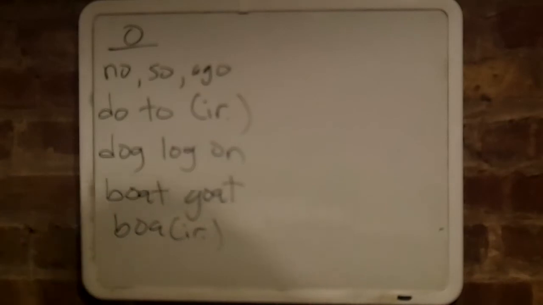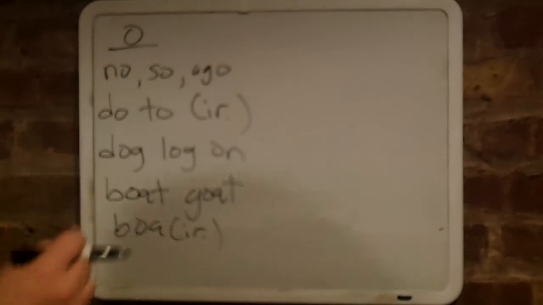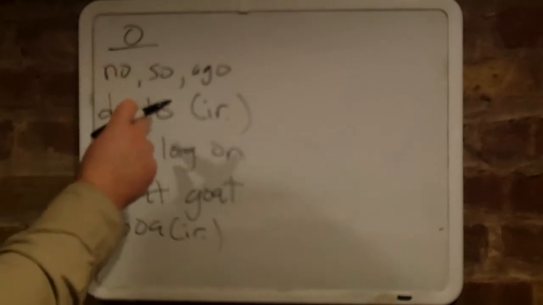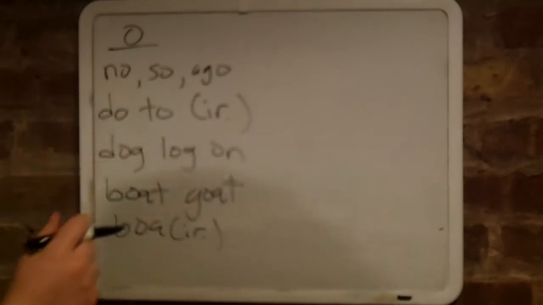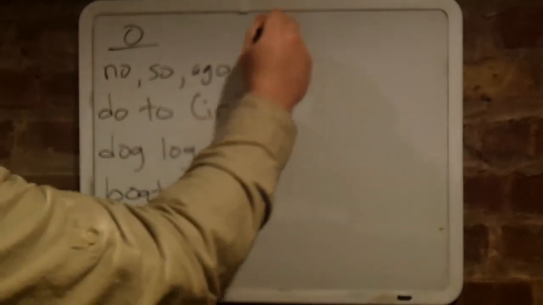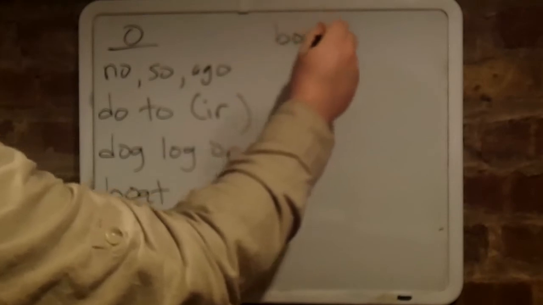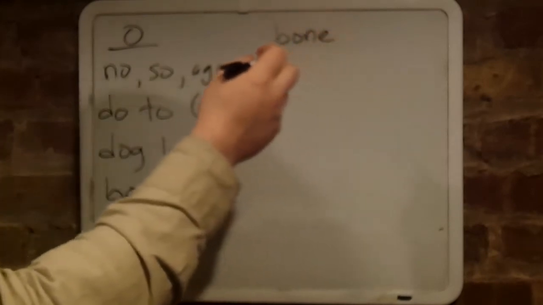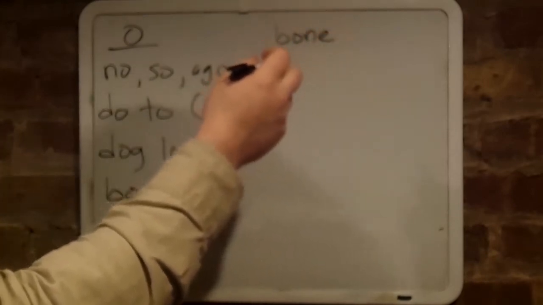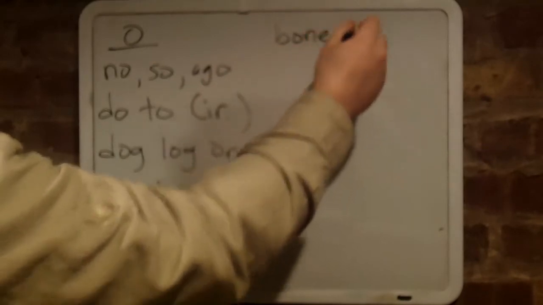Let's see. Like A and I, if we have a silent E, it takes a short vowel and makes it long. So you'd see this in words like bone or tone.